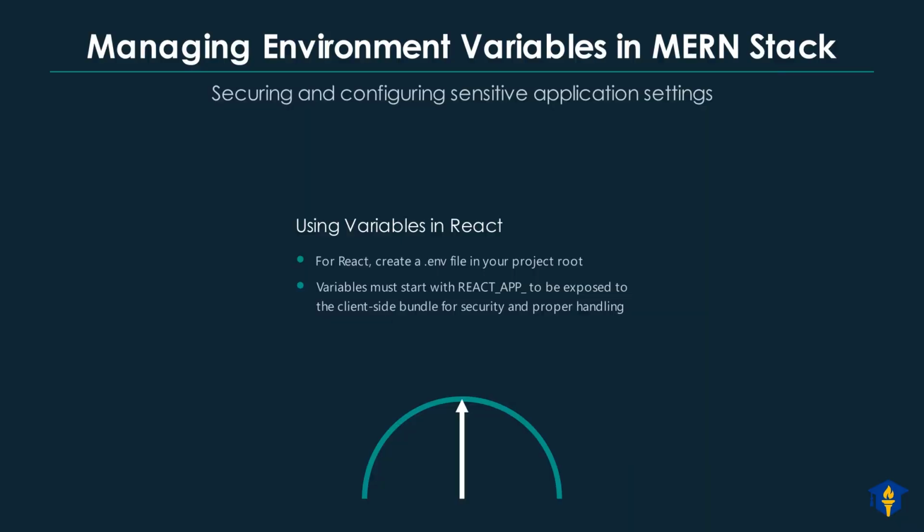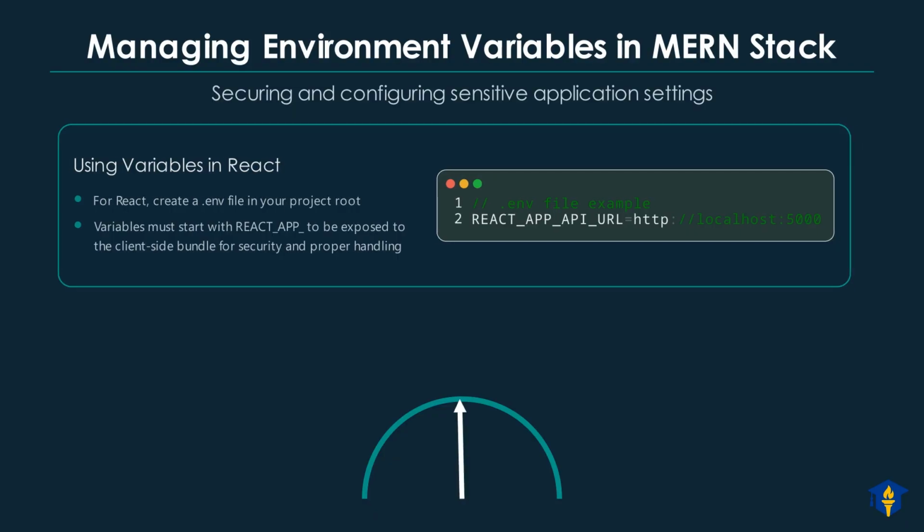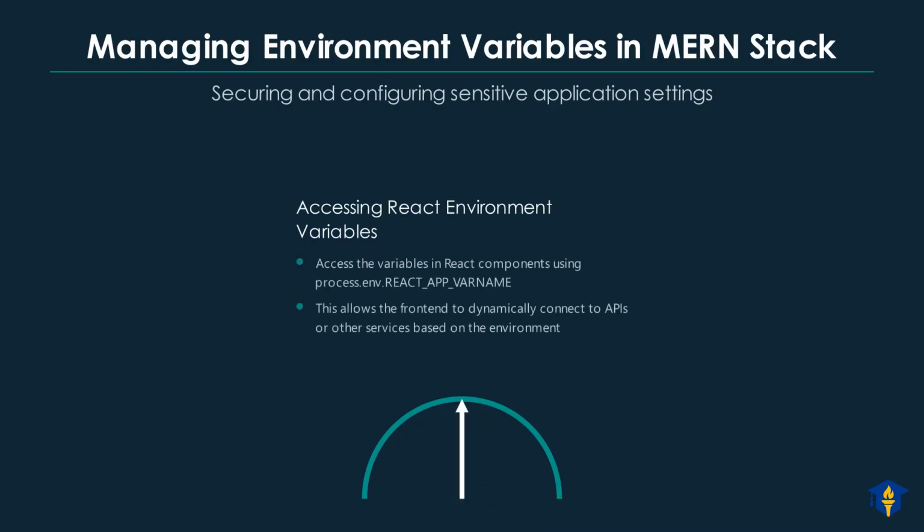Now, let us look at how to use environment variables specifically within your React frontend. For React, create a .env file in your project root, prefixing variables with REACT_APP_ for client-side exposure. This code snippet shows an example .env file for React, defining the REACT_APP_API_URL. Finally, we will cover how to access these environment variables within your React components.